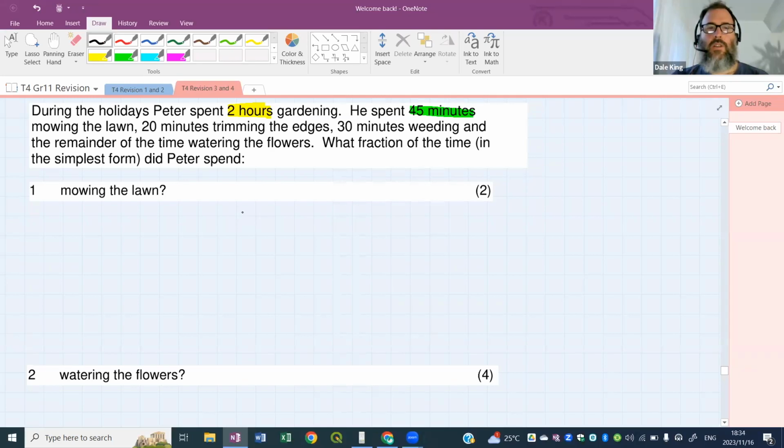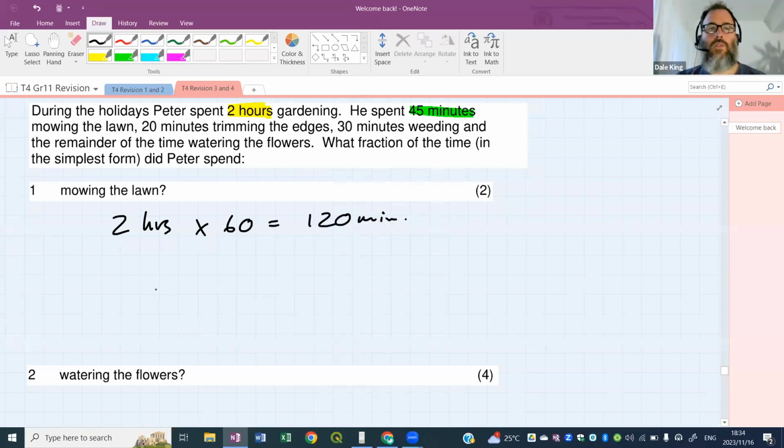All right, so what fraction, in simplest form, did Peter spend mowing the lawn? Let me help you with this, guys. First of all, we've got 45 minutes of mowing the lawn and 2 hours in total of gardening. It keeps coming up over and over again: you've got to make sure your units are the same. We've got minutes on the right-hand side and hours on the left. We can't have that. So we're going to change our 2 hours into minutes. We multiply by 60 and we get 120 minutes.